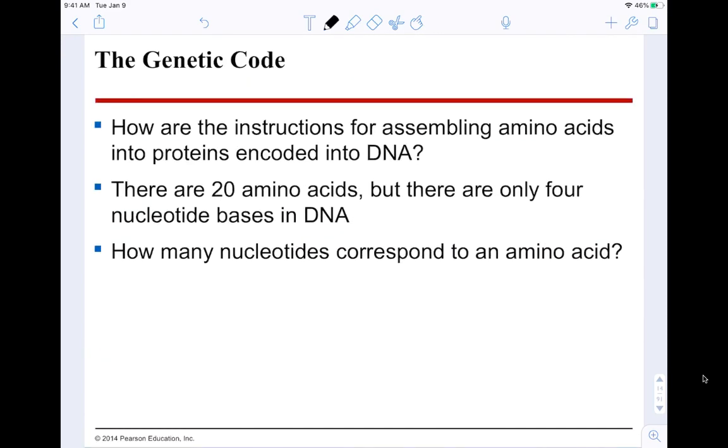Okay, the genetic code. So these are some questions that we have here. How are the instructions for assembling amino acids into proteins encoded into DNA? How does that work? There are 20 different amino acids, but there are only 4 nucleotide bases in DNA: A, T, G, and C. So how do we get from 4 to 20? That's a good question. How many nucleotides correspond to an amino acid? Another great question, because again, we have 4 nucleotides in DNA, and now suddenly we have 20 different options. So we're going to look at how all of this works together.